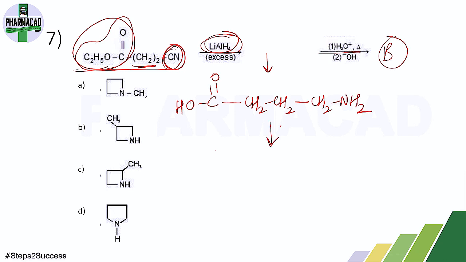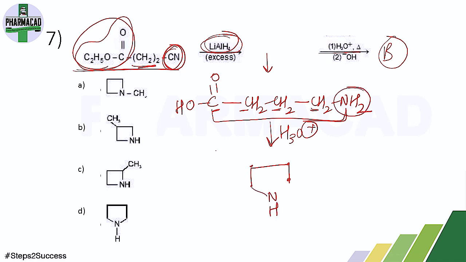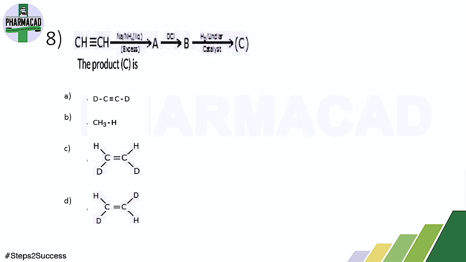After acid hydrolysis, what will happen? Cyclization. See, 1, 2, 3, 4, with NH. Okay, so what we are getting? Option D. Right? Next question.